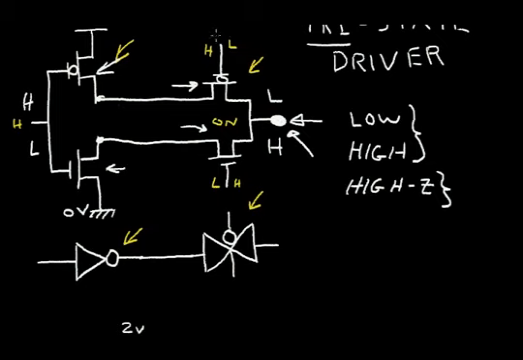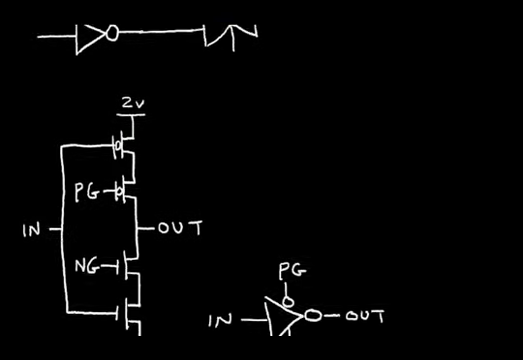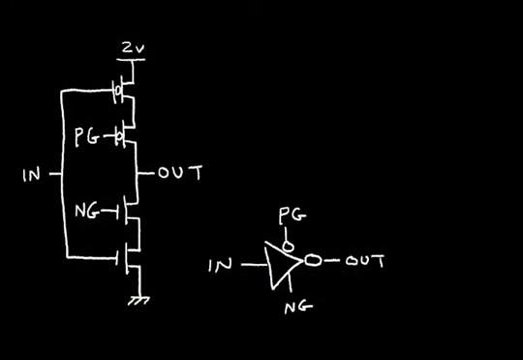So this is my P gate connection, my N gate connection. I have an N FET in series with another N FET and a P FET in series with another P FET. So same circuit, just drawn a little different. And here I'm introducing a new symbol for this new tri-state driver. So the symbol is like an inverter with the gate terminals, the P gate at the top and the N gate drawn at the bottom.